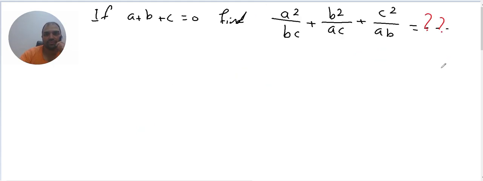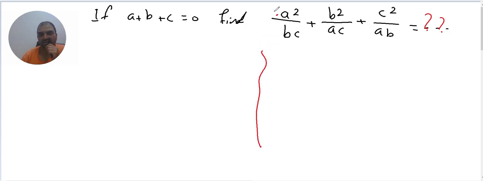Okay, look at this question. If a plus b plus c equals 0, we want to find a power 2 over bc plus b power 2 over ac plus c power 2 over ab. Okay, think with me here about this example. What is the method here?